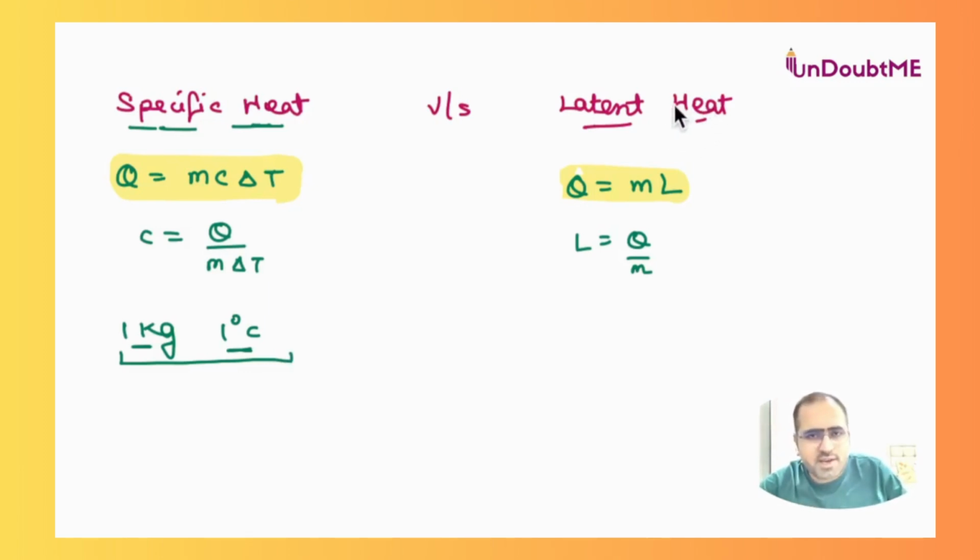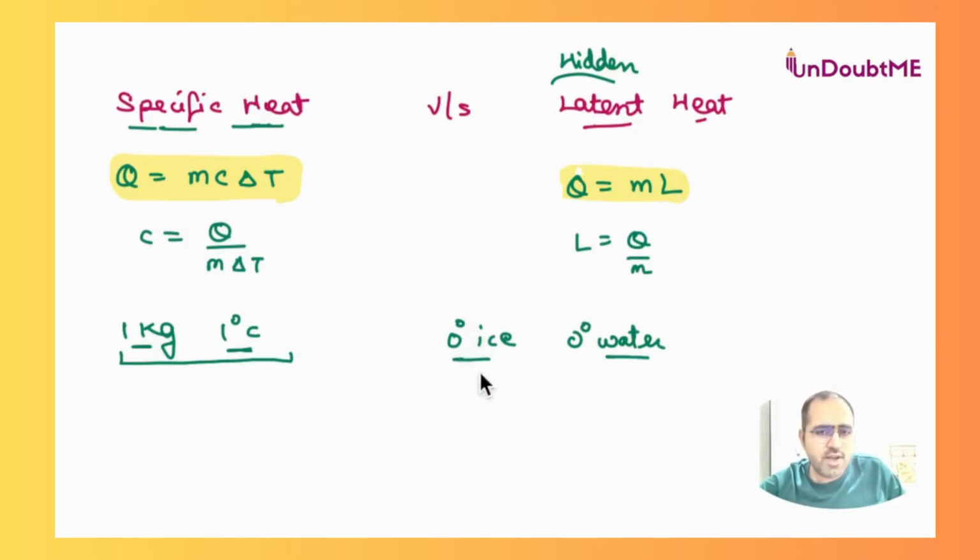While when we talk about latent heat, the word latent means hidden. So this heat is hidden because when there is a phase change, let's say 0 degree ice to 0 degree water, you may notice that more and more heat has to be given to that 0 degree ice to melt and become 0 degree water. But where is the heat going? It is not used in increasing the temperature.